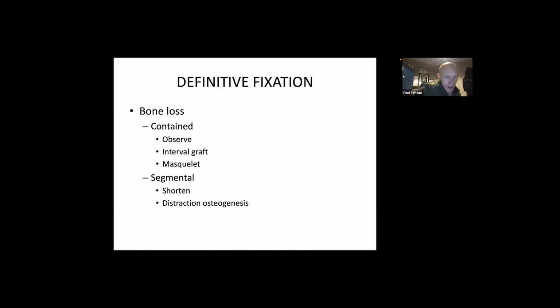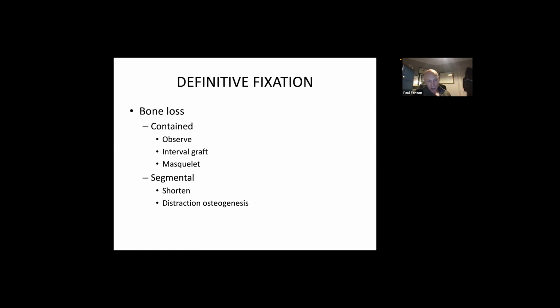So the more challenging situation is when we have bone loss. We can consider bone loss as, if you think of the circumference of the bone. If some of that circumference of the bone remains intact, then that's a contained defect. If all of the circumference of the bone is lost, then that's a segmental defect. With a contained defect, if it's a small defect, you can just observe it and it may well fill in.